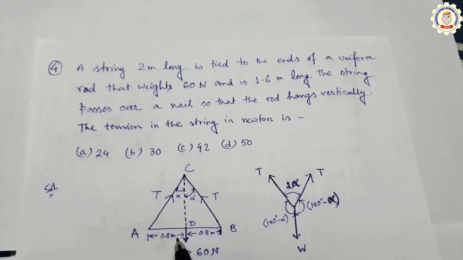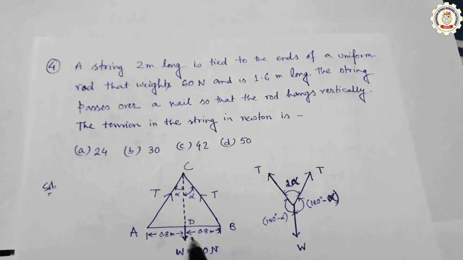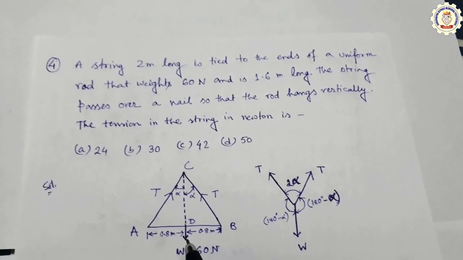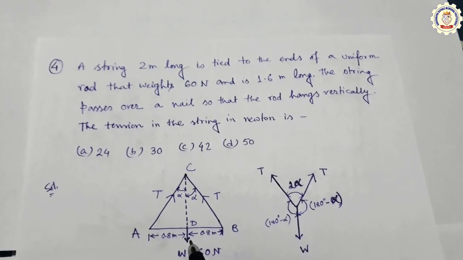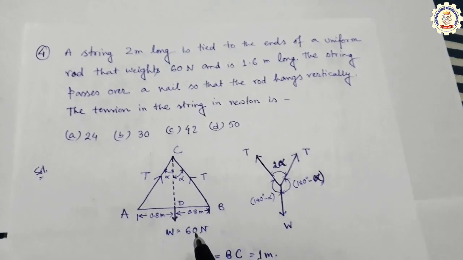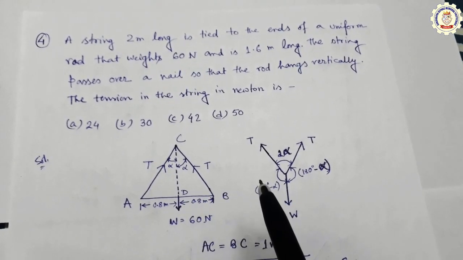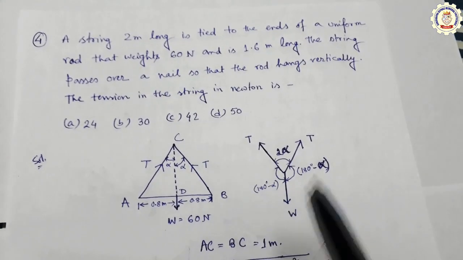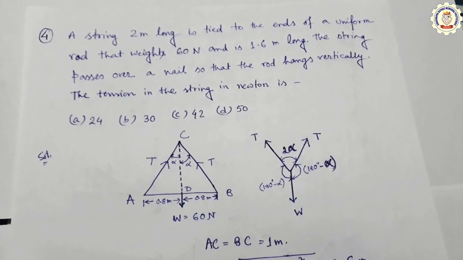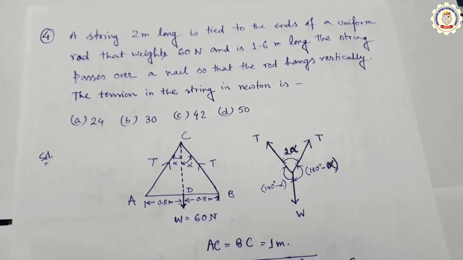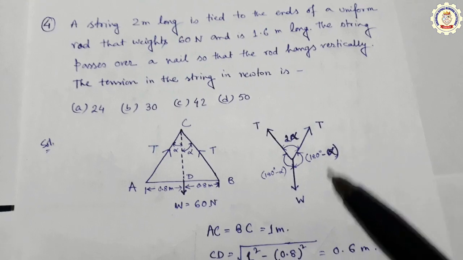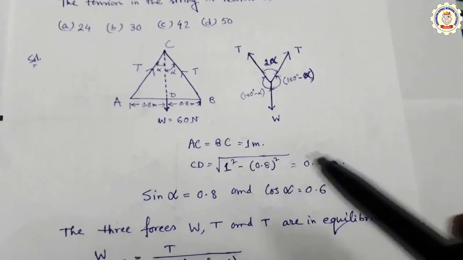The string passes over a nail so that the rod hangs vertically. So it hangs vertically, and we have to find out the tension in the string. From this diagram, you can draw a free body diagram as I discussed previously.